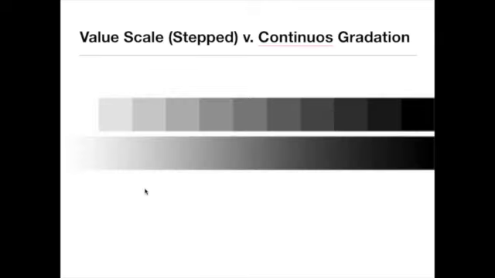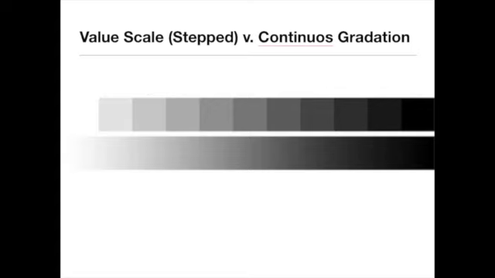Okay. So what I want you to start thinking about is the difference between a value scale, or what is called a stepped scale, where we can see the distinct changes from one value to the next, and this is illustrated in the top example, versus a continuous gradation, which gradually shifts from light to dark. When we are looking at creating more realistic drawings, it is this continuous gradation that we are going to be looking for in order to create those smooth transitions.